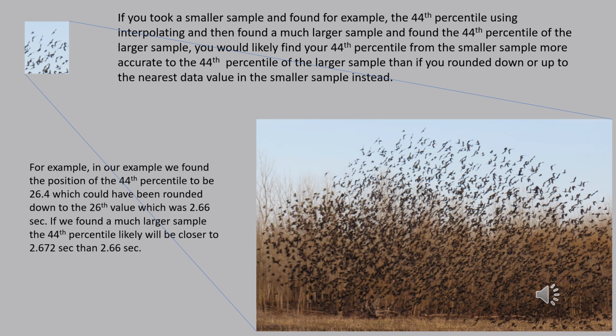So using our example, we interpolated and got 2.672 seconds. If we had a very large sample and found the 44th percentile, likely the 44th percentile is going to be closer to 2.672 seconds than if we had rounded down to 2.66 seconds.